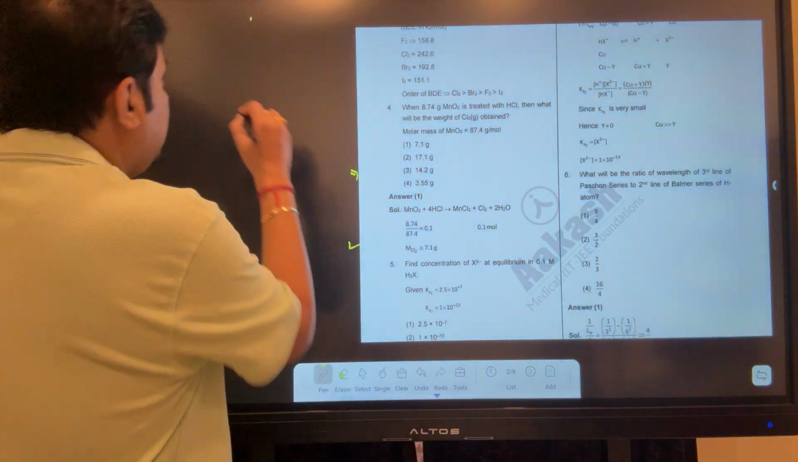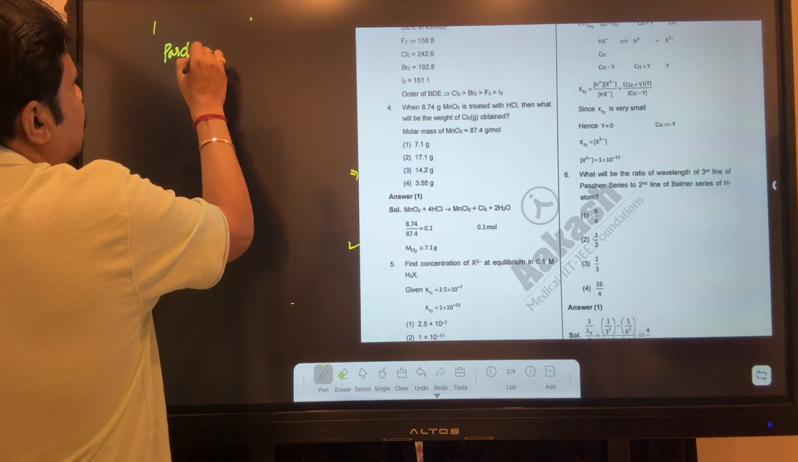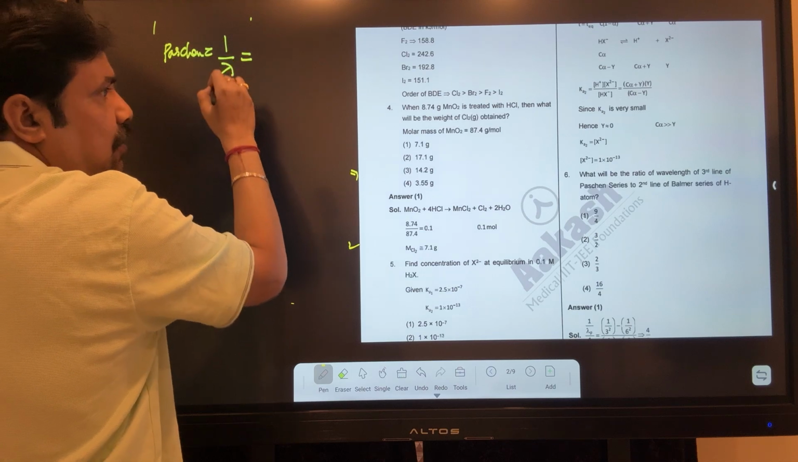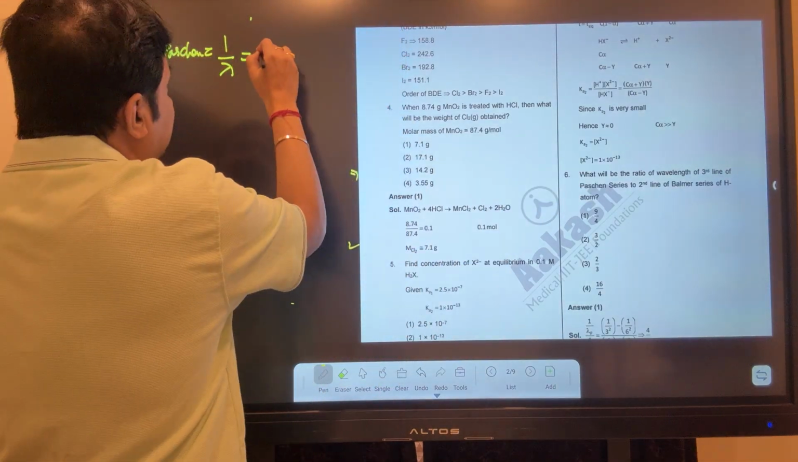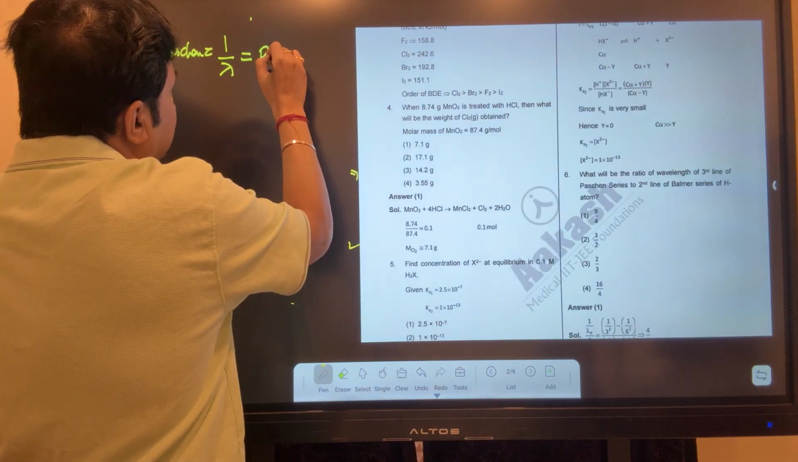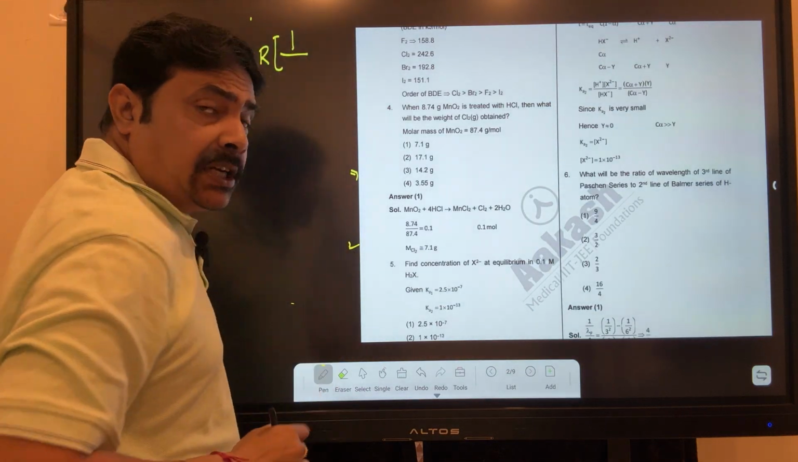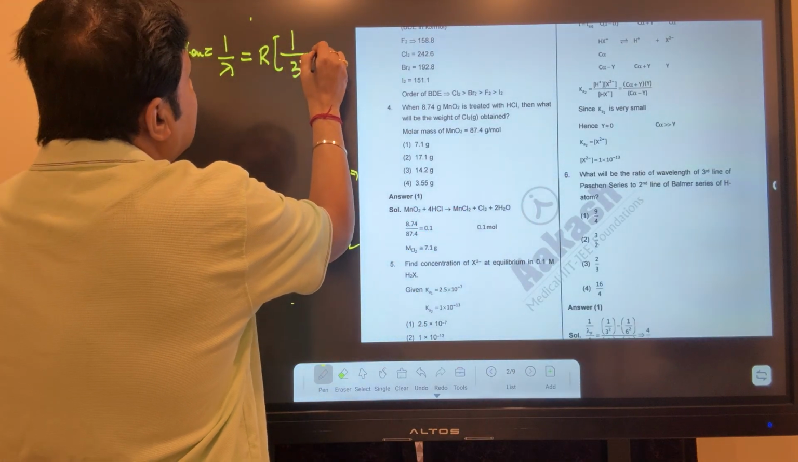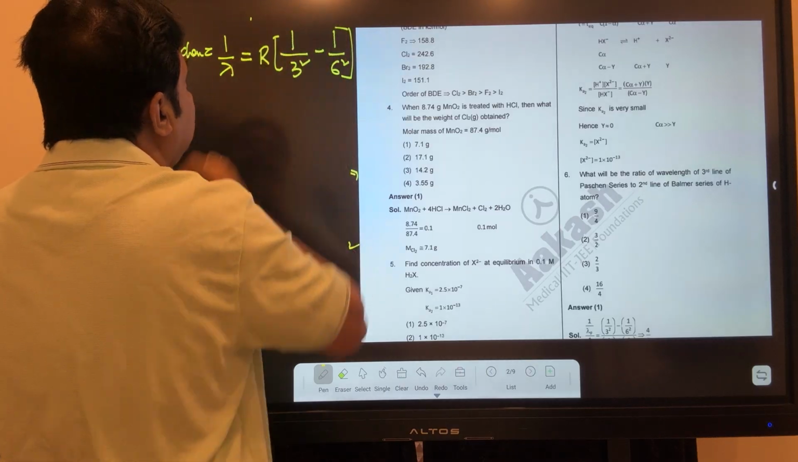Then immediately we know 1 by lambda for the Paschen series, the wave number, will be equal to R Z square, where R is the Rydberg constant. So Z square equals 1 square, times 1 by N1 square minus 1 by N2 square. Lower energy means 3 square, minus higher energy means 6 square. This is your third line.